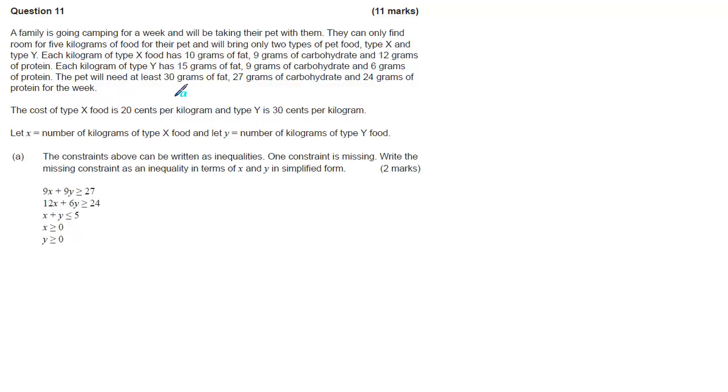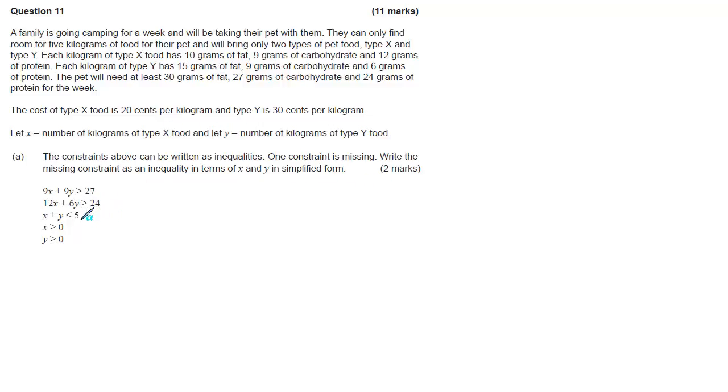The pet will need at least 30 grams of fat, 27 grams of carbohydrate and 24 grams of protein for the week. The constraints that we've just talked about can be written as inequalities. One constraint is missing. Write the missing constraint as an inequality in terms of x and y in simplified form.